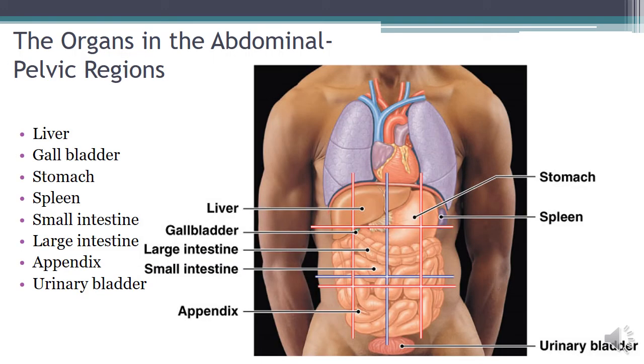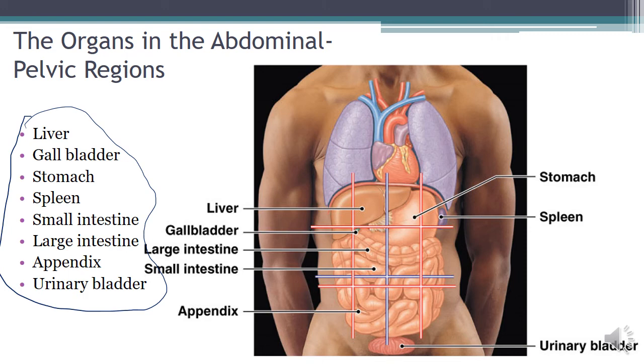The organs that I want you to know in these particular regions are listed for you here. And this picture will show you portions of where these organs are located within these abdominopelvic regions. We'll start with the liver. Portions of the liver can be found in the right hypochondriac region, the right lumbar region, and the epigastric region.